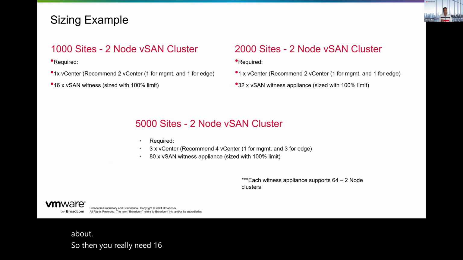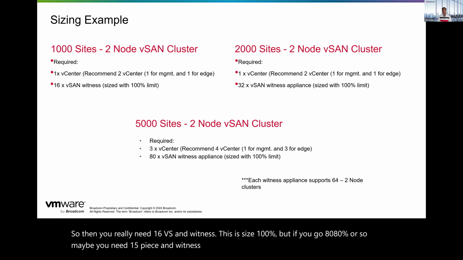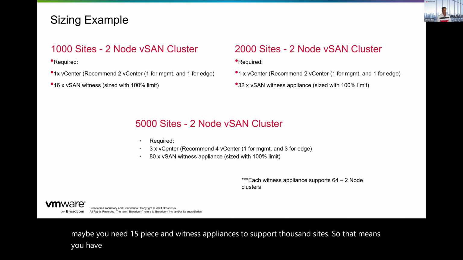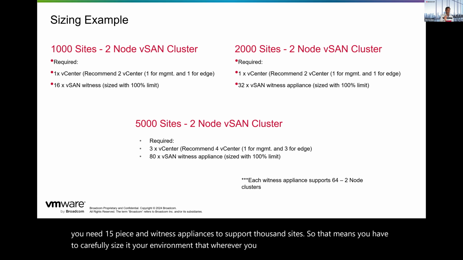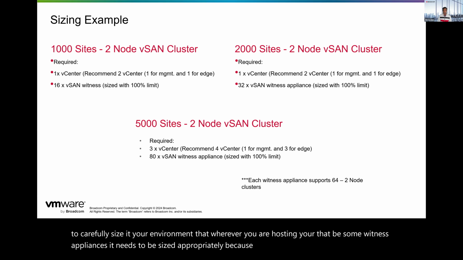This is sized at 100%, but if you go 80% or so, maybe you need 15 vSAN witness appliances to support 1,000 sites. So that means you have to size your environment carefully, because wherever you are hosting those vSAN witness appliances, they need to be sized appropriately, because you need compute and storage, right?